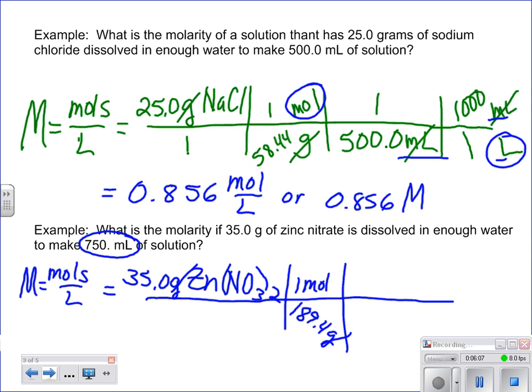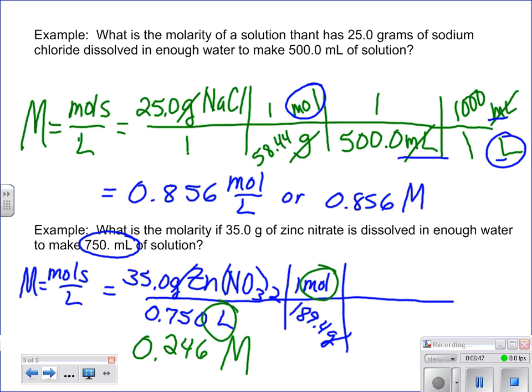If you prefer to, please do it. But if you want, you could just take this and say 0.750 liters. Also, if you're on a space-saving mission, feel free to put it down here. Doesn't matter if you put it off to the right or directly underneath, just as long as you put it in the denominator. So now your grams canceled, you're left with moles over liters, which is exactly what we wanted. So we are done because we've got the units that we want. When we calculate this, we get 0.246 molar solution.